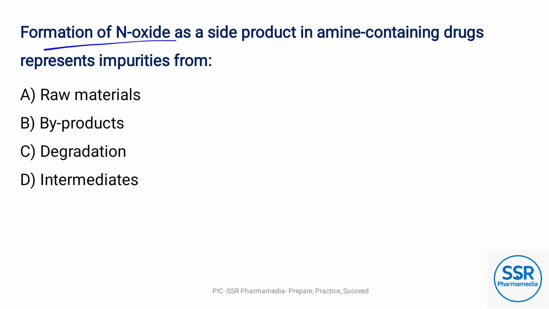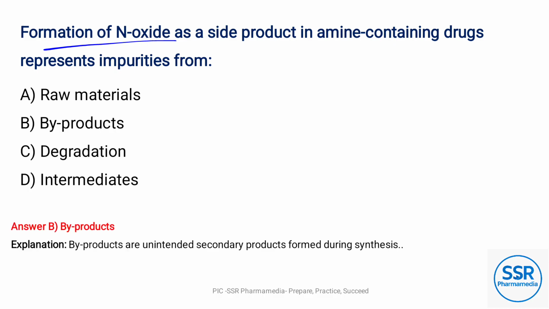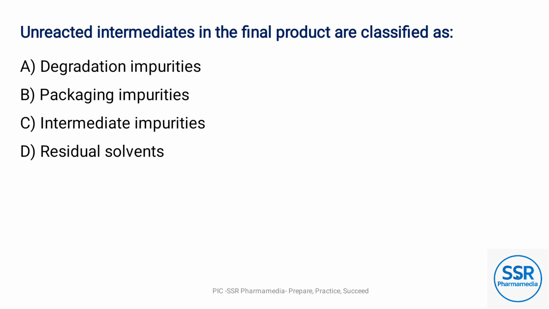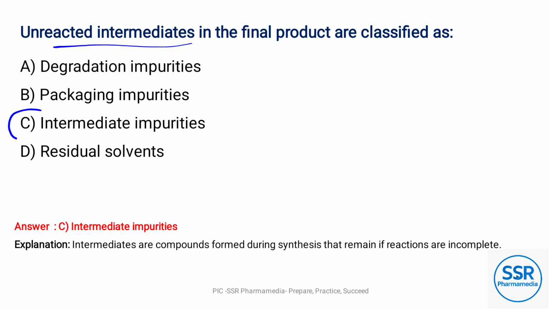Formation of N oxide as a side product in amine containing drugs represents impurities from, so the answer is option B, byproduct. Byproducts are unintended secondary products formed during synthesis. Unreacted intermediates in the final product are classified as, option C is the answer, intermediate impurities. Intermediates are compounds formed during synthesis that remain if reactions are incomplete.